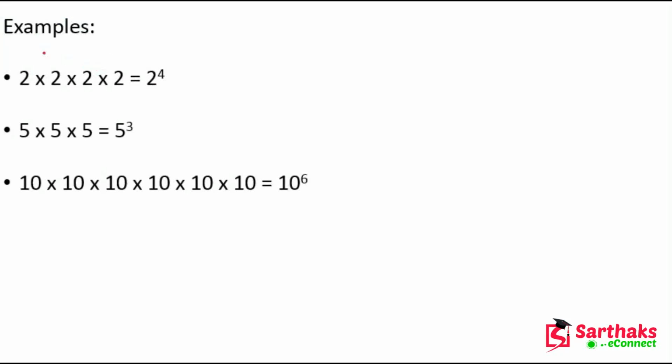Now if you see the examples here, 2 into 2 into 2 into 2, if you observe this, we are multiplying 2 four times, so we can write it as 2 raised to power 4. If you are multiplying 5 into 5 into 5, three times, we can write it as 5 raised to power 3. So these are the exponents.